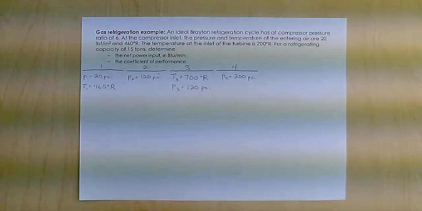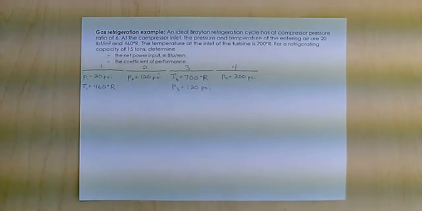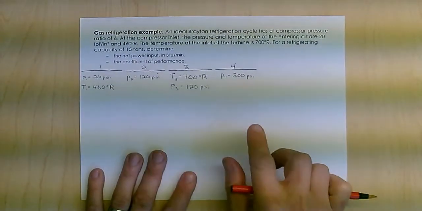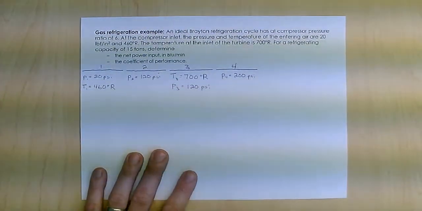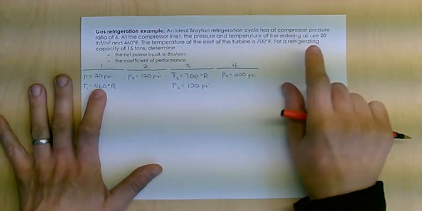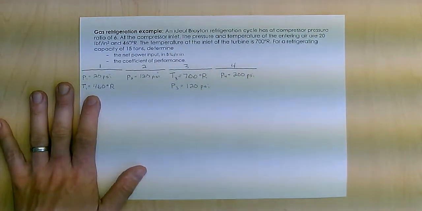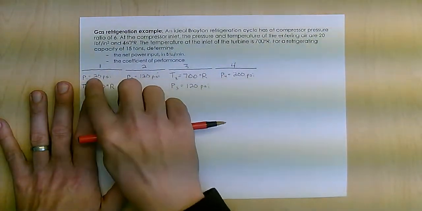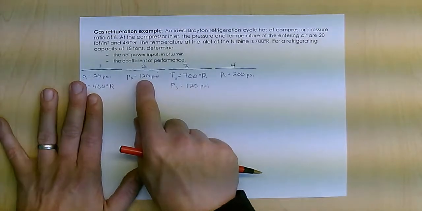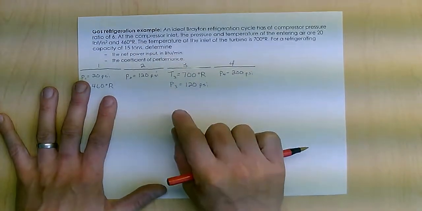Okay, I've got a Brayton refrigeration cycle here. It's got a compressor pressure ratio of 6. Coming into the compressor, I'm at 20 psi and 460 Rankine. Therefore, I jump up to 120 psi because of the pressure ratio.